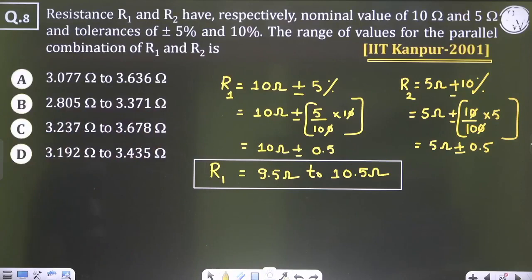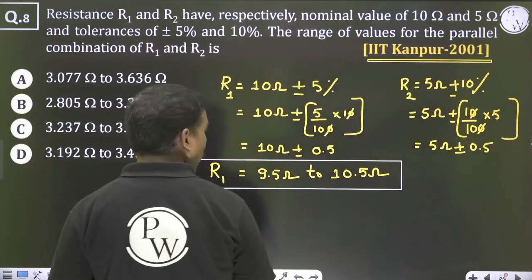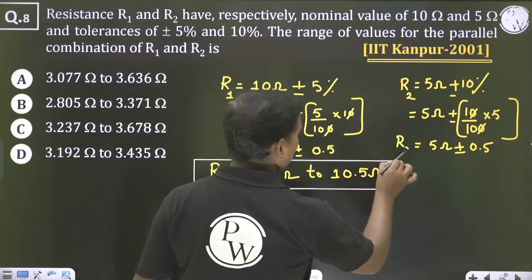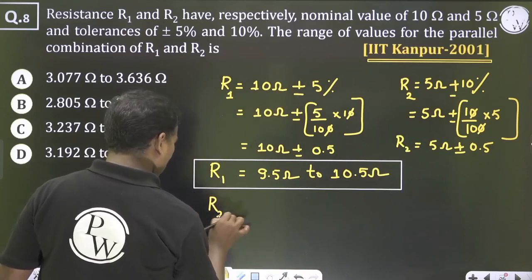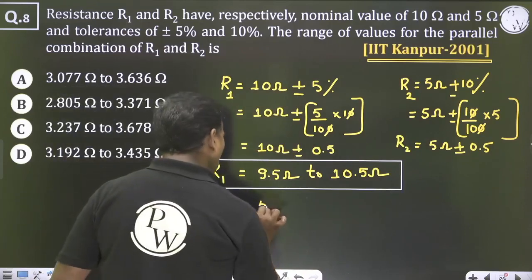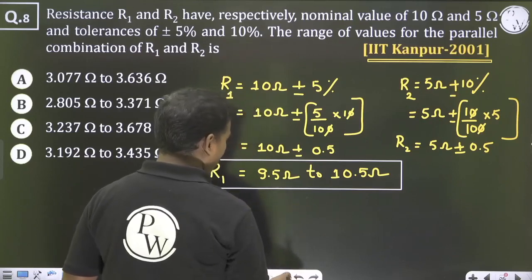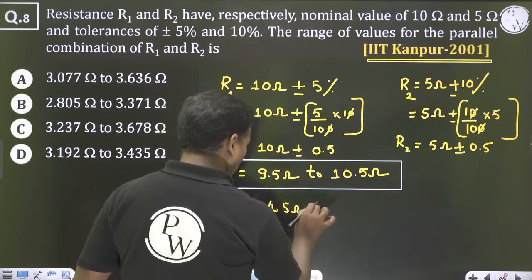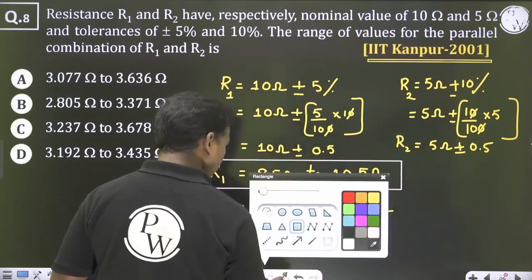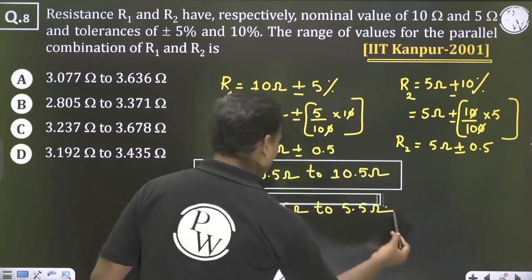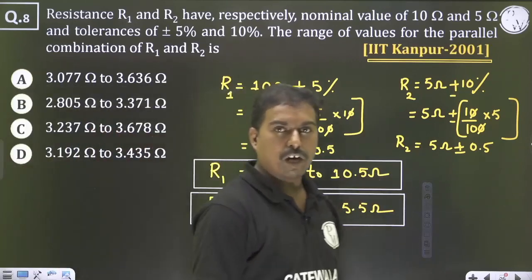Got it? Is it visible clearly? 5 ohms plus or minus 0.5. That means what? What is the R2 value? The R2 value will be 5 ohms plus or minus 0.5, that is 4.5 ohms to 5.5 ohms. These are the values of R1 and R2.